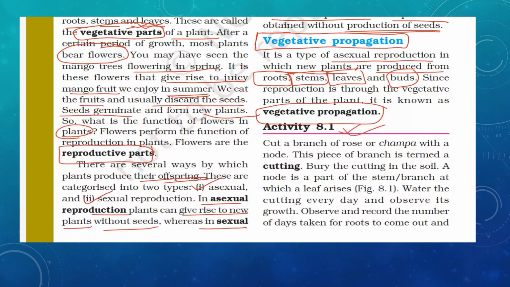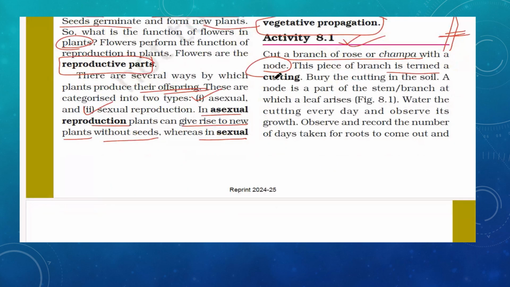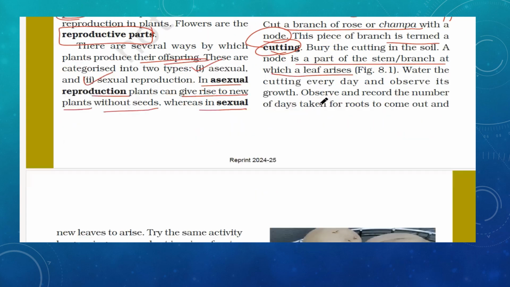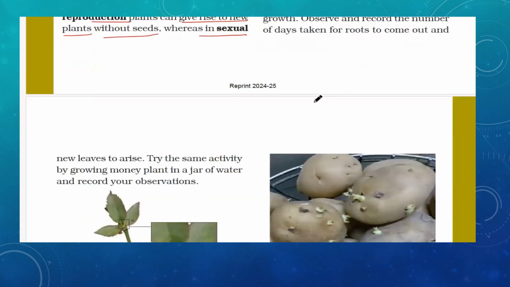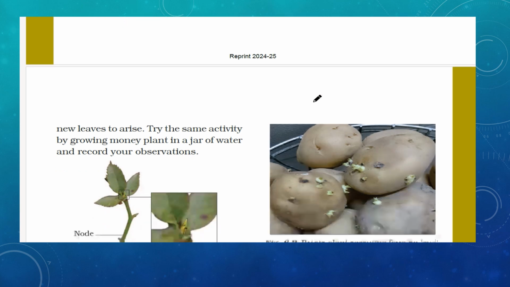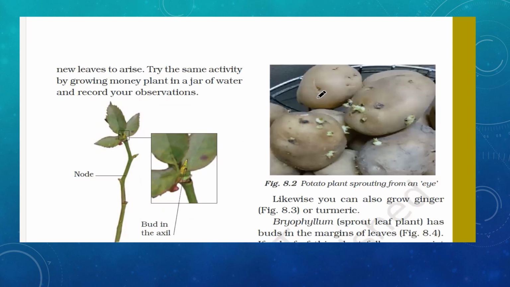Now in activity 8.1, we can see that we are cutting a branch of rose or champa with a node. This piece of branch is termed a cutting, and we bury the cutting in soil. A node is the part of a stem or branch at which a leaf arises. We water it daily for growth. After a few days, we will observe some roots coming out and new leaves arising from it. Try the same activity for growing a money plant in a jar of water, and record your observation.